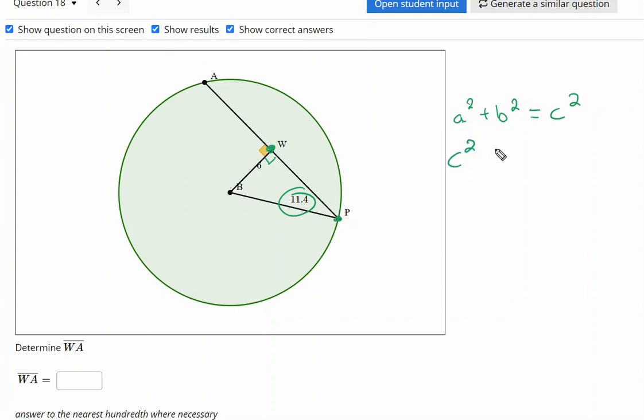This is going to be C squared minus A squared is equal to B squared, right? I have C. Like, this is my C. This is my A, let's call it. And this is my B. Does that not make sense? Okay, so I'll keep going. So 11.4 squared minus 6 squared is equal to B squared. Okay, wait, but what was the answer?